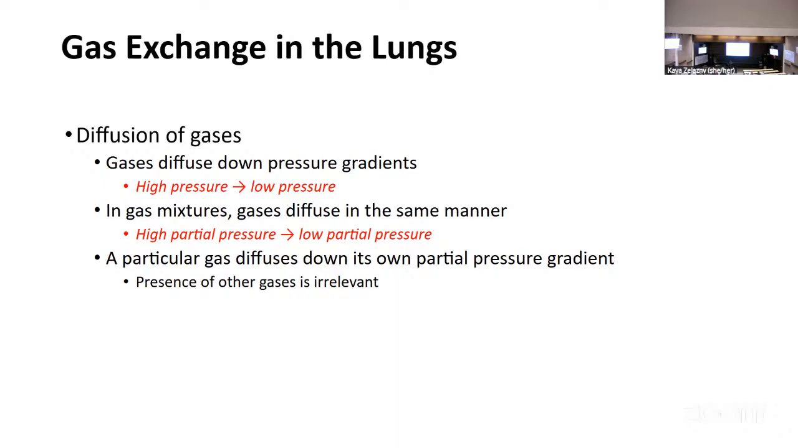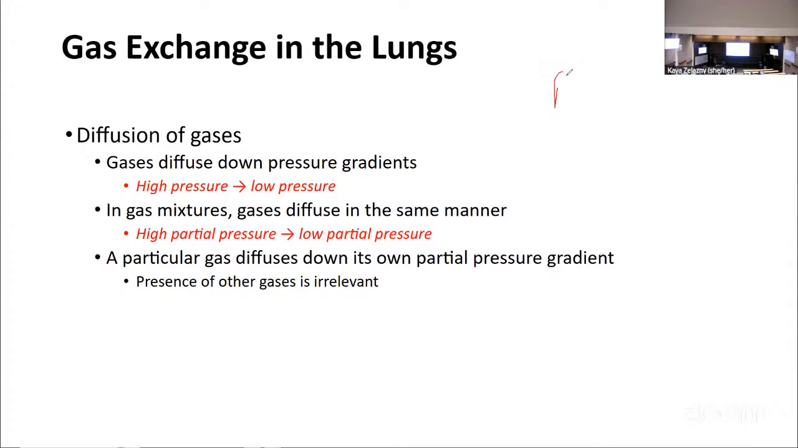That's the tendency we're going to see for these gas molecules. They're going to be diffusing down their pressure gradients, specifically their partial pressure gradients. So we want to make sure we recognize that we're looking at a partial pressure of oxygen, and the subscript matters. A partial pressure of carbon dioxide, that subscript matters. We can ignore the other partial pressures when we're tracking the movement of a specific gas.